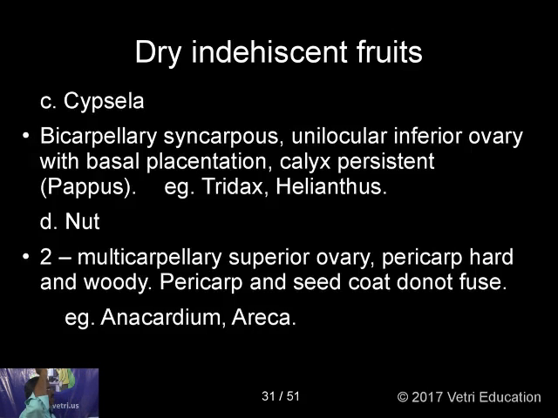The next one is the cypsela. It is a bicarpellary syncarpous unilocular inferior ovary, with basal placentation. The calyx is persistent, forming a pappus in Tridax and Helianthus.